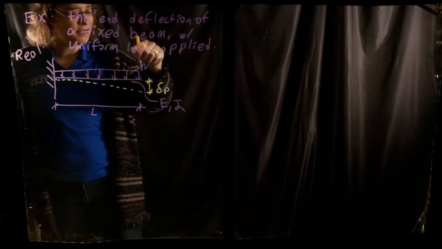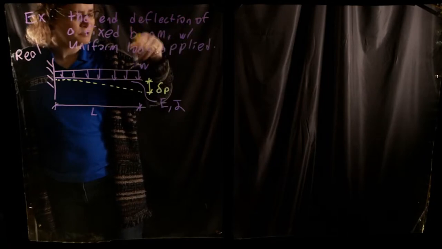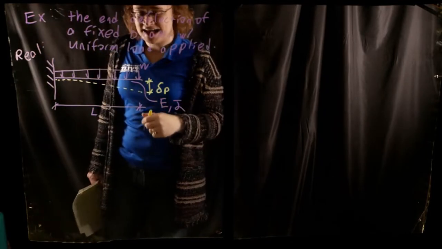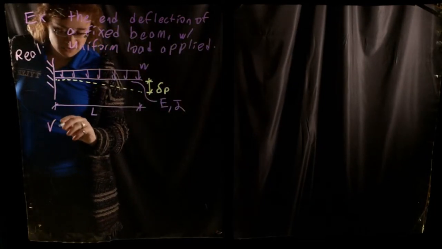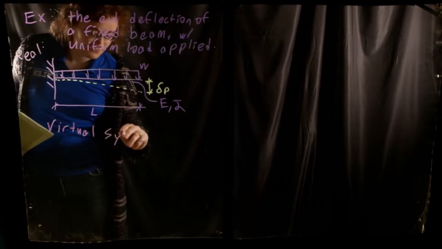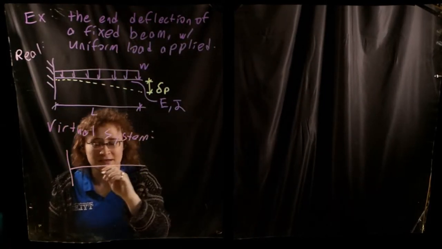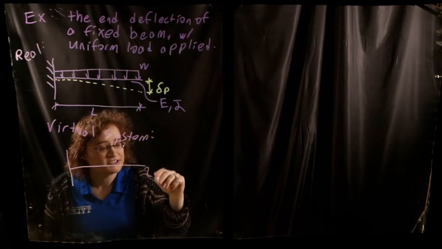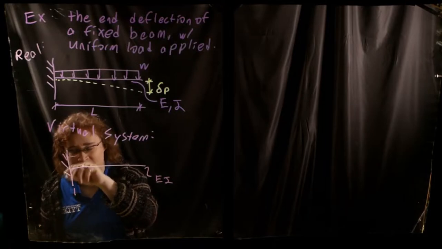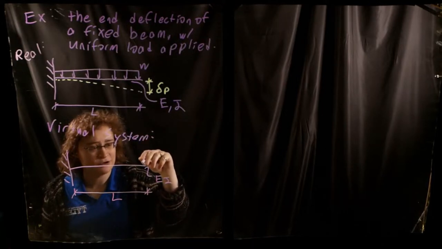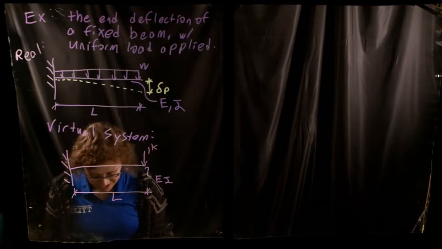Since we're looking for the deflection at the far end, and because we're looking for a deflection, I'm going to apply a point load at the end of the beam. So our virtual system will look something like this. We have our real system and our virtual system. Our virtual system will be the exact same beam, with all the loads removed except for our virtual load. It will still have EI, still a fixed support, and still have length L. However, there is now just one load, a one kip virtual load applied at the right-hand side.